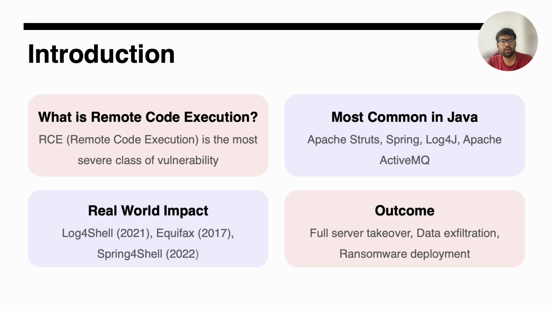And this isn't anything theoretical. It is a real-world vulnerability which affects Java's ecosystem. Frameworks such as Apache Struts, Spring, Log4j, and ActiveMQ are all victims of this vulnerability, and the real-world impact is massive. For example, back in 2021, the Log4j vulnerability affected millions of applications all over the world. And in 2017, the Equifax breach exposed more than 100 million records. So the outcome of these attacks is always the same: full server takeover, data exfiltration, or ransomware deployment.